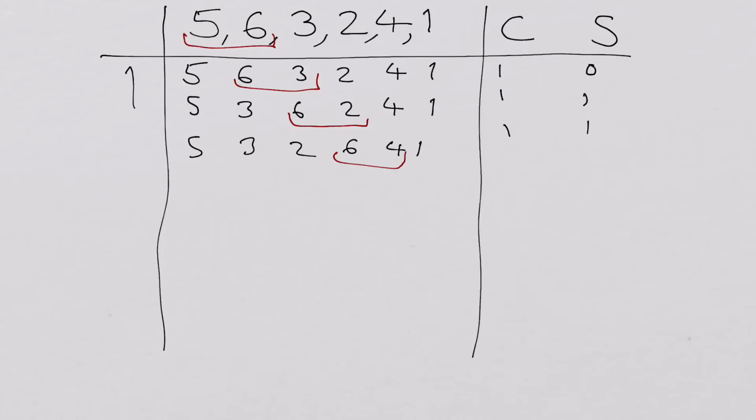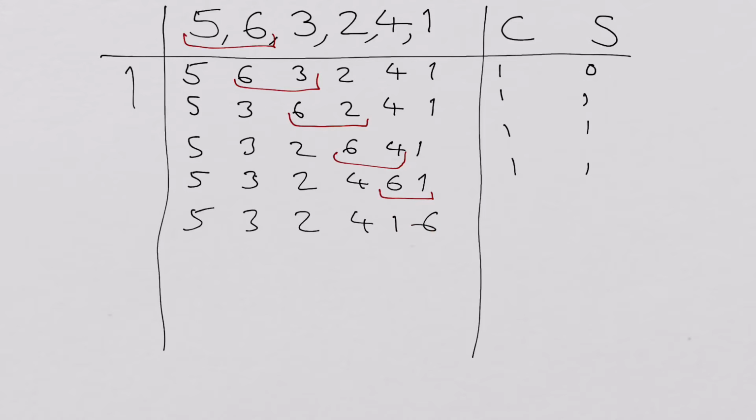So the 6 are swapped. So I'm going to compare them. I'm going to compare and I'm going to swap these because 6 is bigger than 4. So 5, 3, 2, 4, 6, 1. And my last comparison for this pass. And actually, you notice I have made 5 comparisons with these 6 numbers. Because 5, 3, 2, 4, 1, 6.